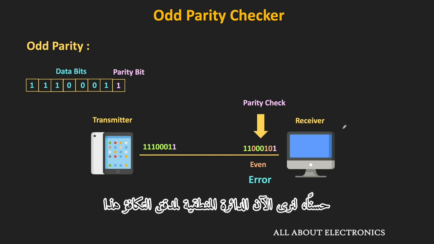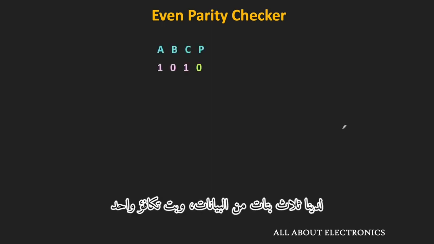Alright, so now let us see the logic circuit for this parity checker. And first, let us start with the even parity checker. The logic circuit for this even parity checker is very similar to the parity generator, but in this case, we will have one more input. And to understand the working, let us take the case of 4 bits. So let's say we have 3 data bits and 1 parity bit.